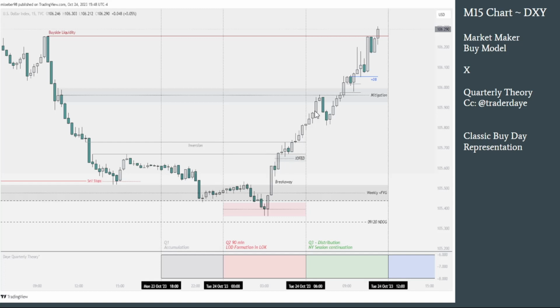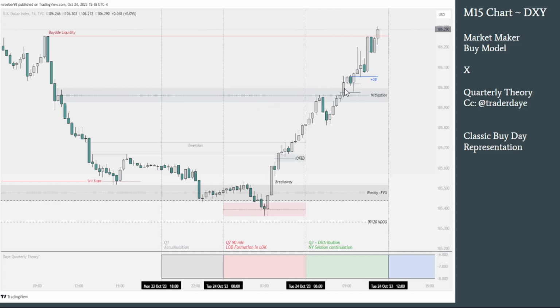Moving into New York kill zone, which is Q3, our distribution phase, where New York will continue since we are in a classic buy day representation. We have an up close candle on the sell side of the curve, because any up close candle on the sell side of the curve will be used as a mitigation block on the buy side of the curve, and we would like to see PD arrays form inside of those POIs.